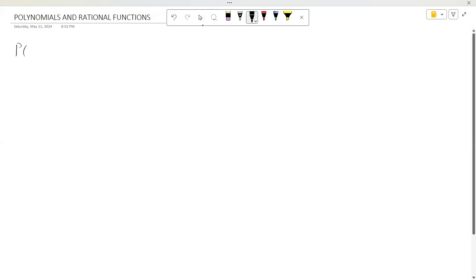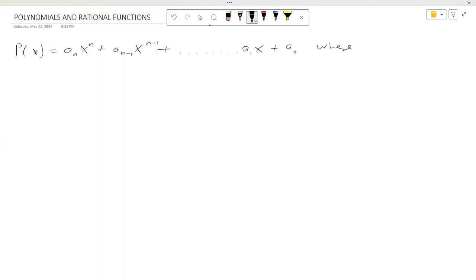p of x is equal to a_n x to the power n, plus a_(n-1) x raised to the power n minus 1, and it keeps going, a1 x plus a0, where a_n is not equal to 0. So that's a general form of a polynomial function.